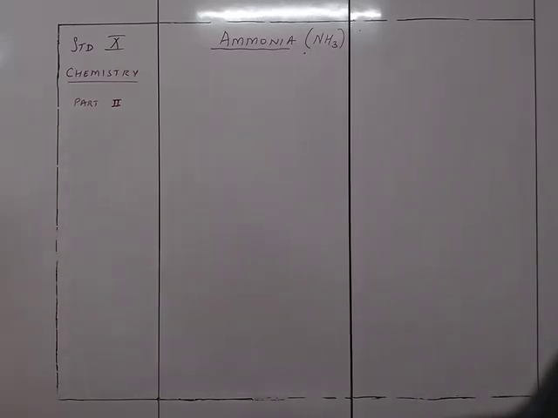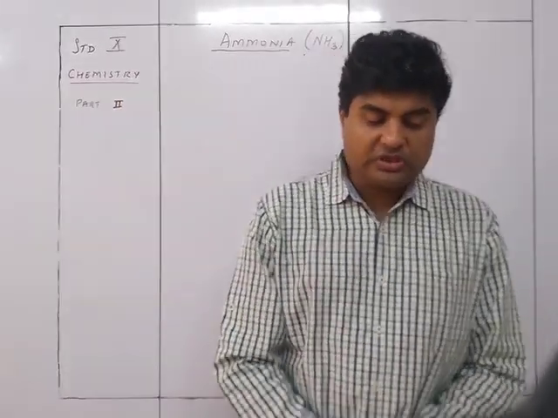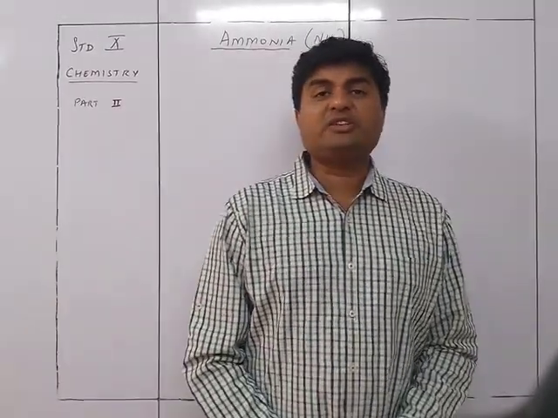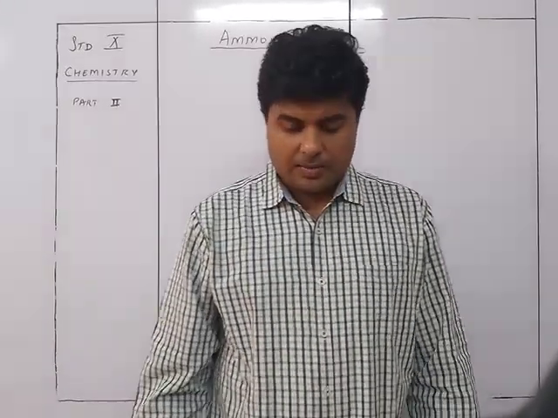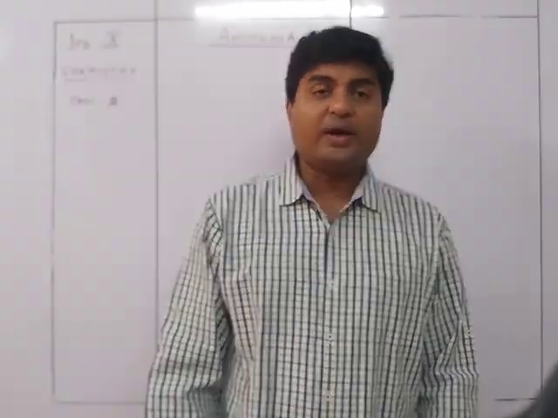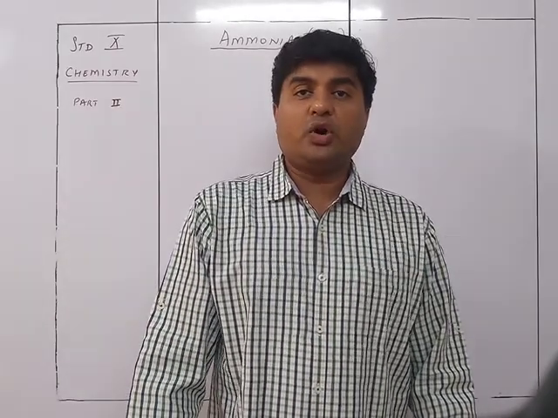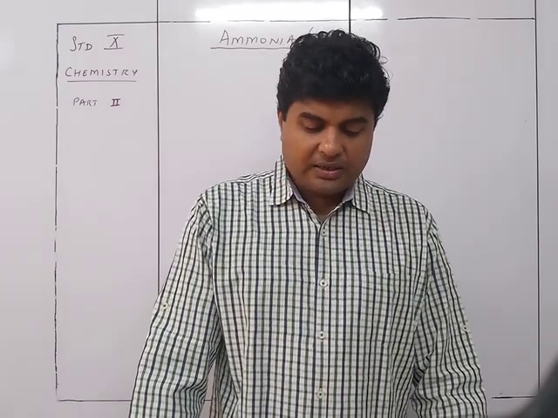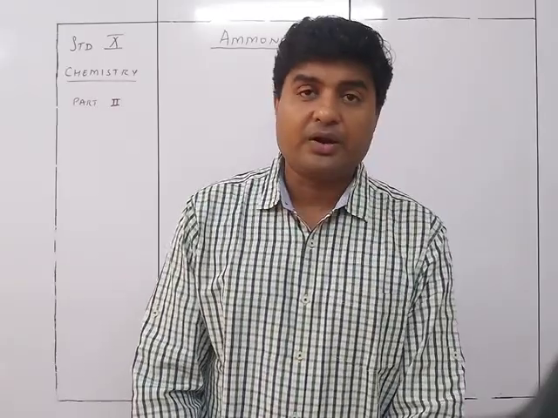So we now continue with the chapter ammonia, and we have seen the laboratory preparation of ammonia. Now we come to the manufacturing process of ammonia. Ammonia is a compound which is used largely in many industries. That is why we also need to know how ammonia is manufactured on a large scale. So if I want to manufacture ammonia on a large scale, what are the different processes required for this kind of manufacturing?